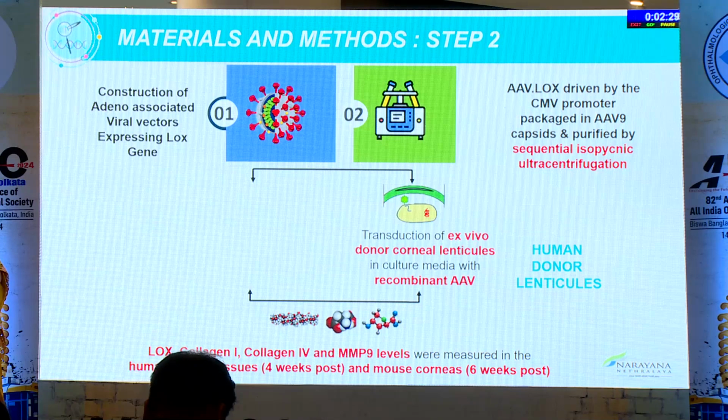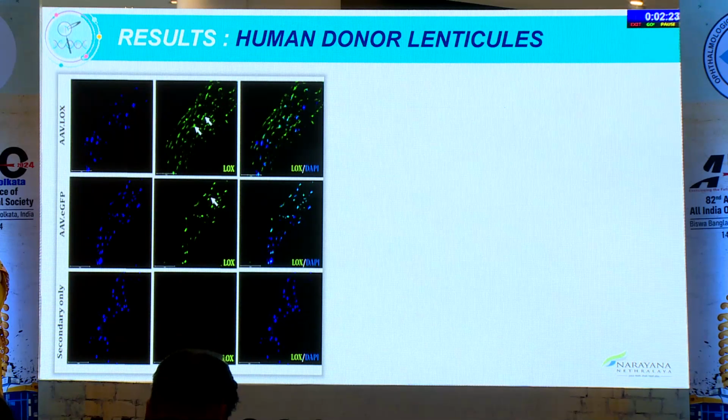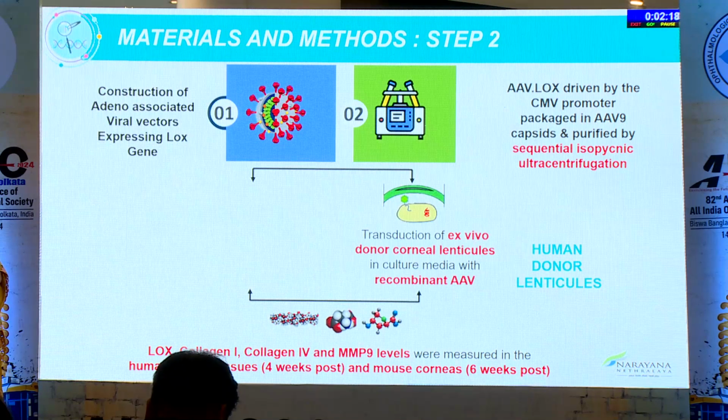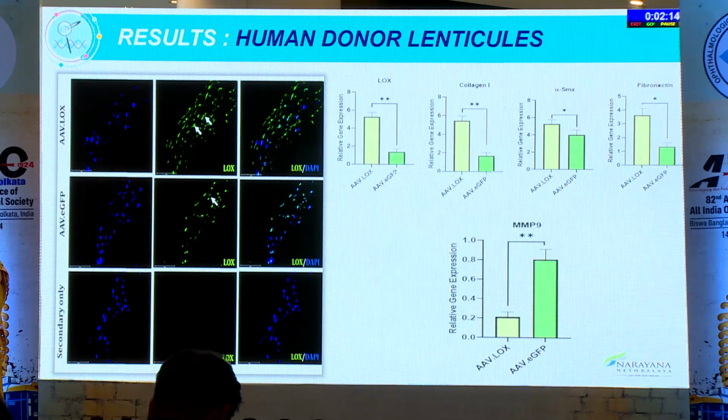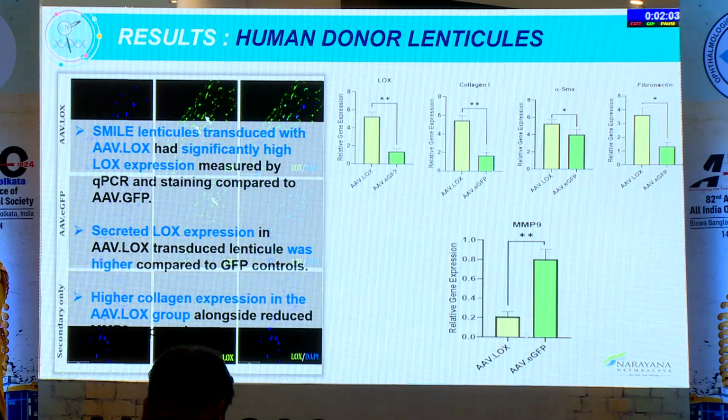The second was done on human corneal donor lenticules. Whenever we do a SMILE surgery, we would probably discard the lenticule, but here the lenticules were taken, and again one lenticule was treated with a control, which is the GFP, and the other lenticule was treated with lysyl oxidase vectors. Similar results were replicated in the donor corneal lenticule as well: the lysyl oxidase and the collagen levels are increasing and the inflammation is coming down.